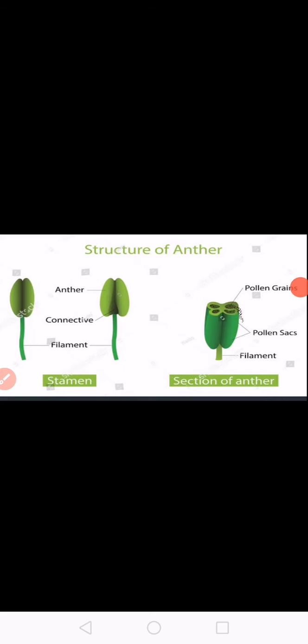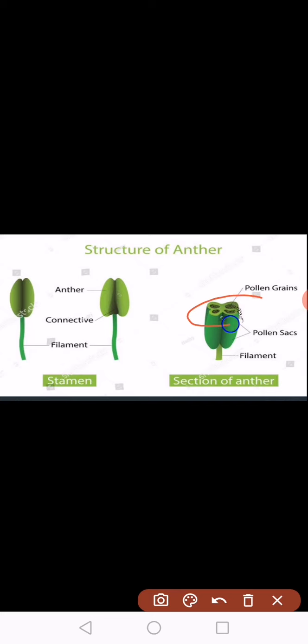Now this is the picture of an anther. This is the transverse section of the anther. In this picture, you can clearly observe the pollen sacs or the chambers within the anther. Now this is the picture of a tetrasporangiate anther. Because of the tetrasporangiate structure, it contains four chambers or four pollen sacs, and within the pollen sacs, pollen grains are produced.